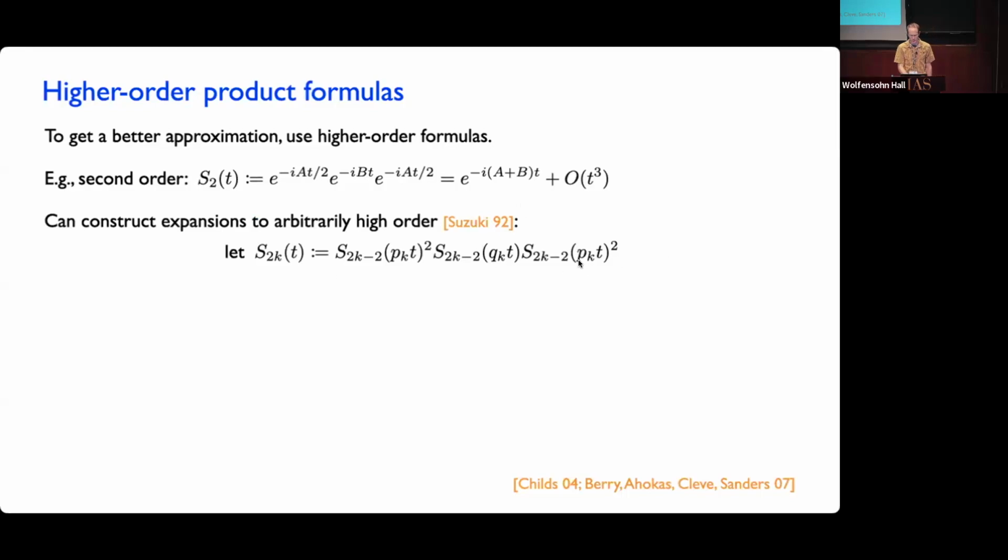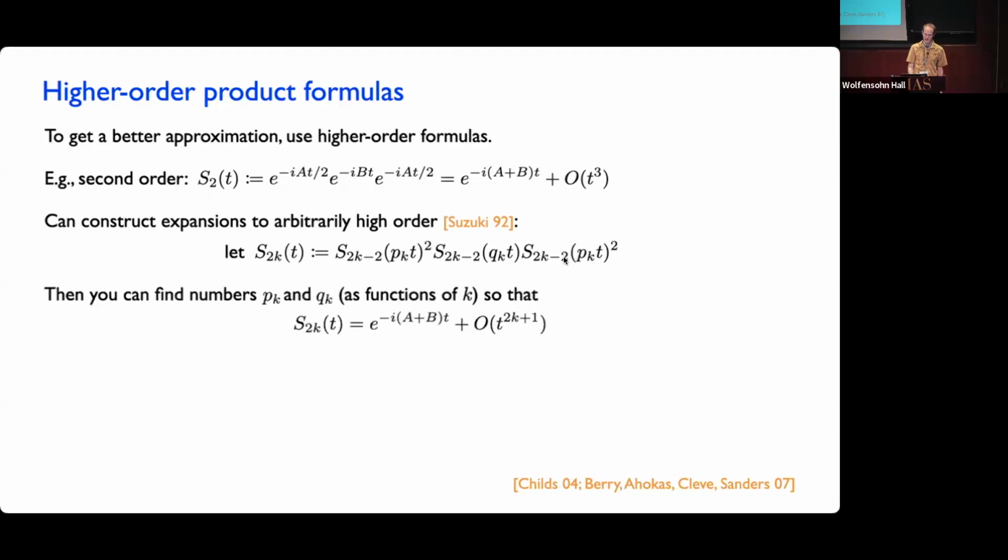We're going to start with some base formula, which is going to be this S2. And then the way we're going to construct higher order formulas is it's going to be recursive. We're going to take this base formula and evolve it for some time, pk times t, where we're going to choose this pk carefully. And actually we're going to do that twice. And then there's some other parameter qk. The details are not super important, but there's some way of writing out an expression where you can then solve for these coefficients pk and qk such that you get an even more accurate approximation of the matrix exponential out to order 2k plus 1.